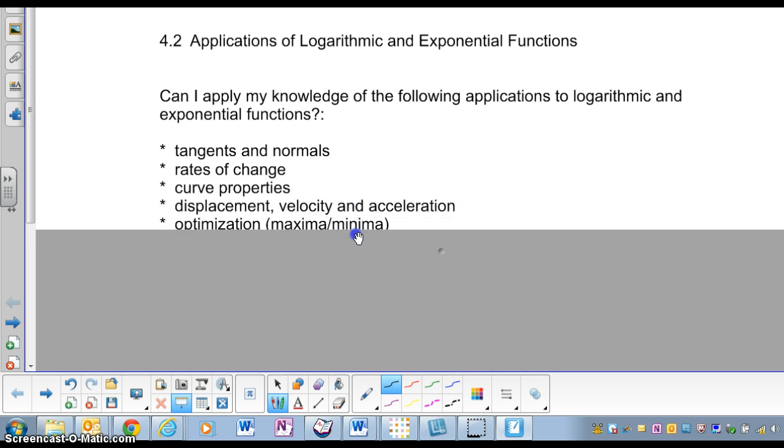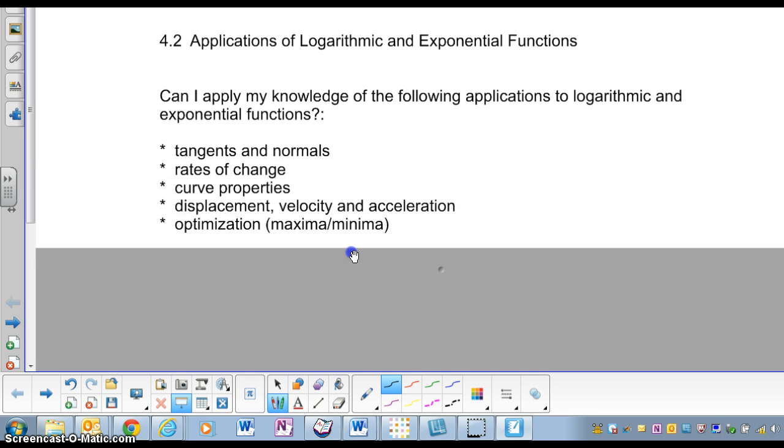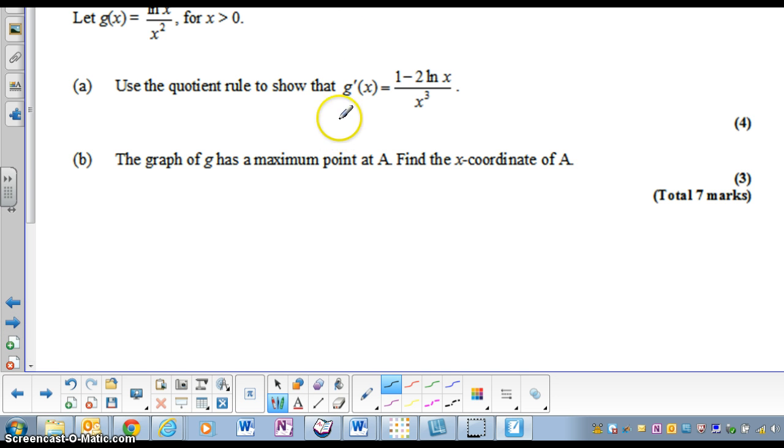We will be applying it in ways that we already know, including finding the tangent and normal, rate of change, curve properties, displacement, velocity, and acceleration, and optimization. Tonight we're going to be looking at two IB questions related to applications of log and exponential functions. Our first example is a 7-point question.